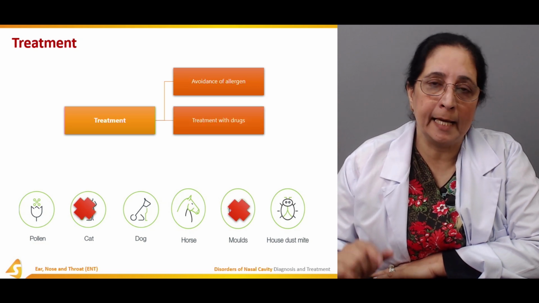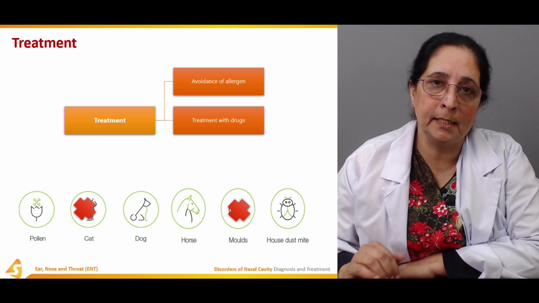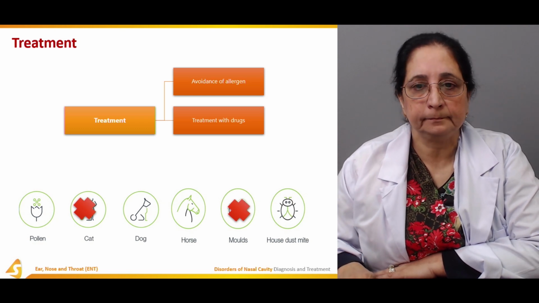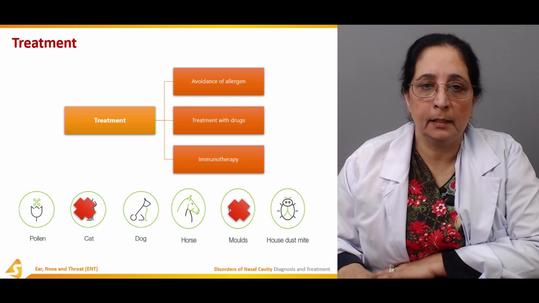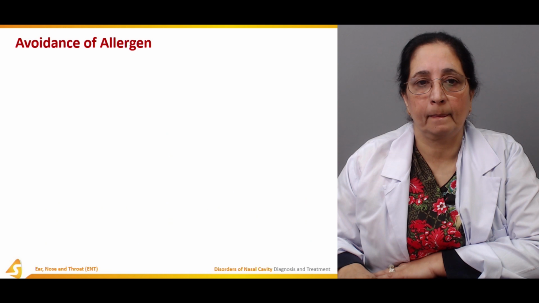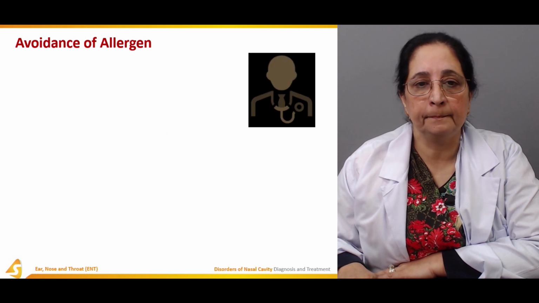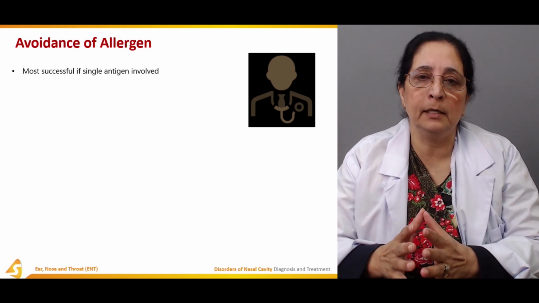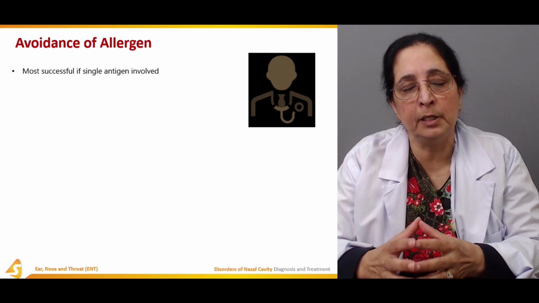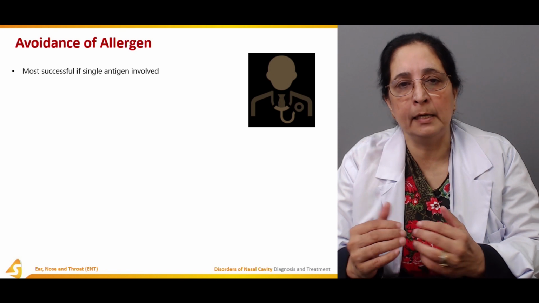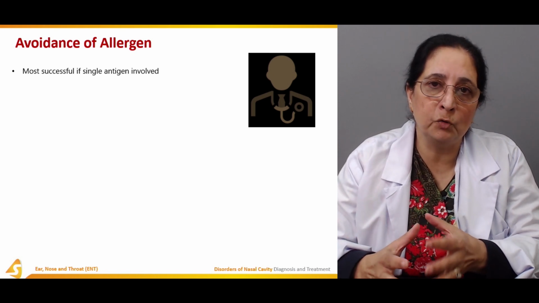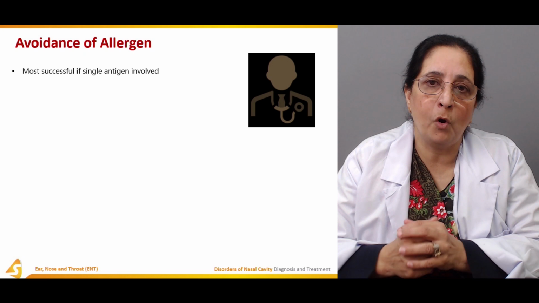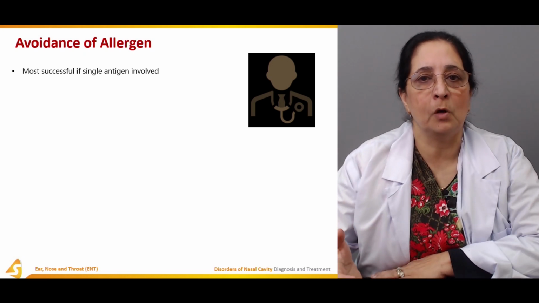Treatment with drugs: antihistamines are very effective for these allergies, and some other drugs can also be effective. Immunotherapy can be used for treatment. Then avoidance of allergen is most successful if a single antigen is involved. If it is known that the seasonal allergy and pollens are causing the problem, then avoiding going out too much and wearing a face mask can help to some extent to avoid exposure to the causative agent.